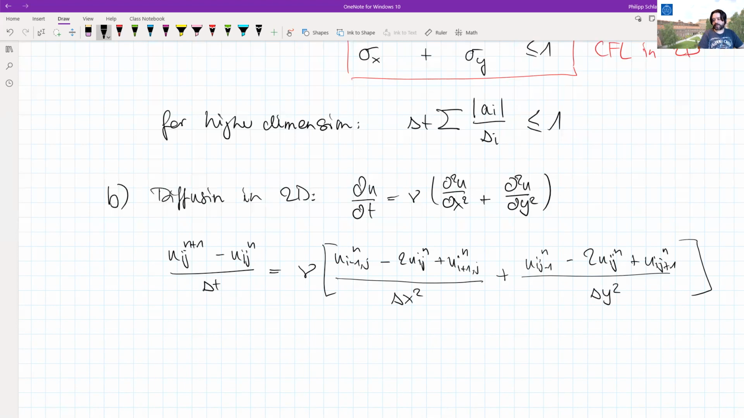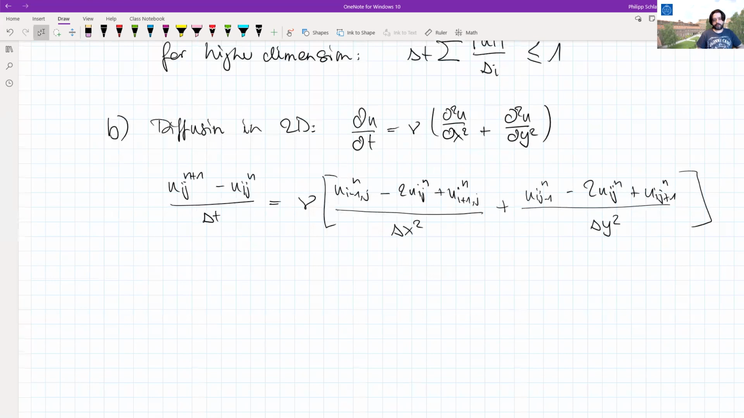And now I'm doing exactly the same as I've done in 1D. I'm also defining a Fourier coefficient. But now the issue is that this is in 2D. So I need to approximate my u_ij at n with a 2D Fourier decomposition. That means u hat kl. I have two wave numbers: one wave number in x, the k, and one wave number in y, the l. Of course, still the time n.